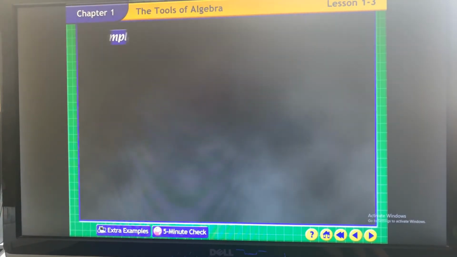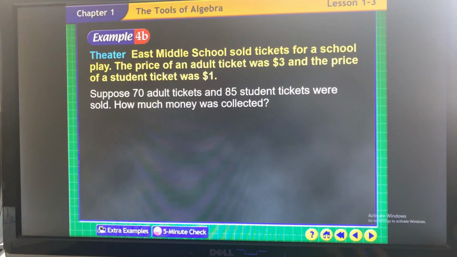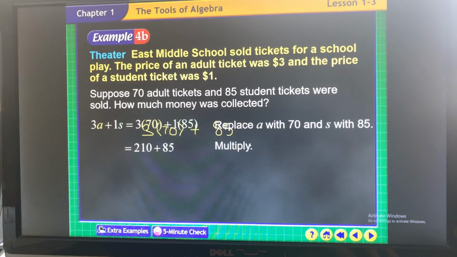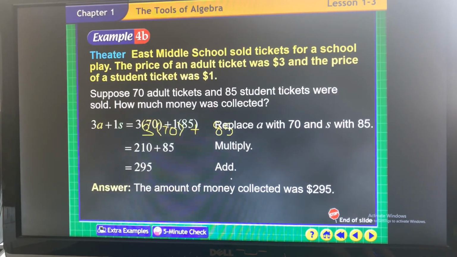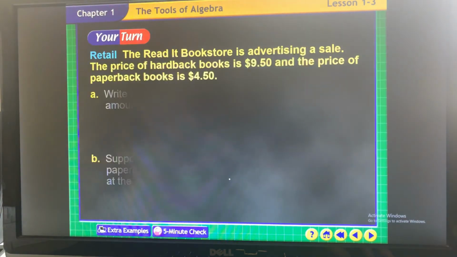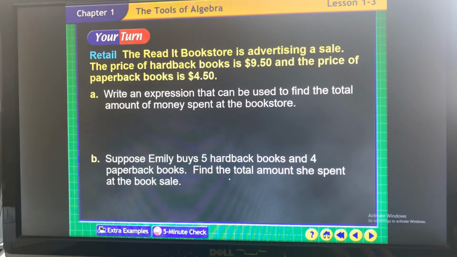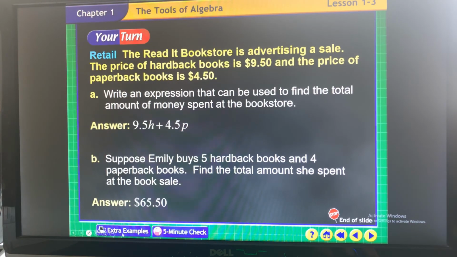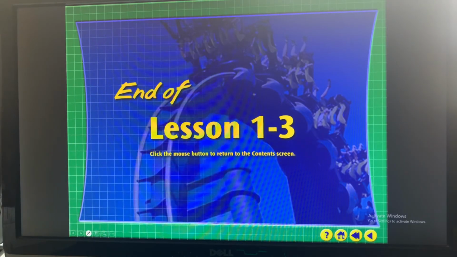Now you're going to take that expression and answer this question. So you're going to do 30 times 3 plus 1 times 85, which is 85. There you go, $295. So we do it again. Go ahead and pause and try to do it. There's your expression. There's your answer. Done. Good luck.